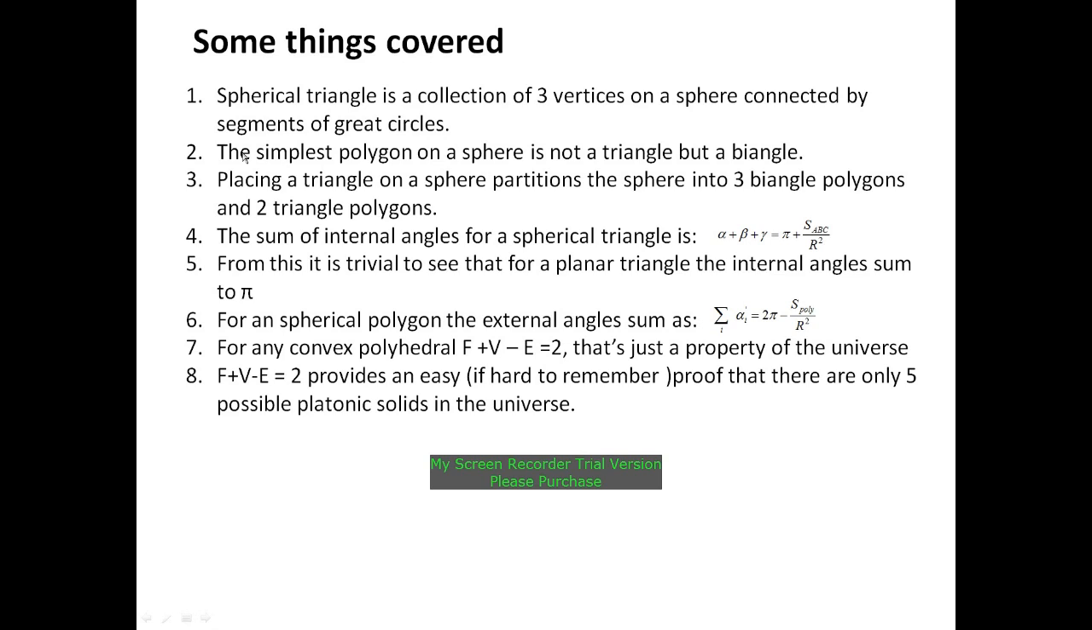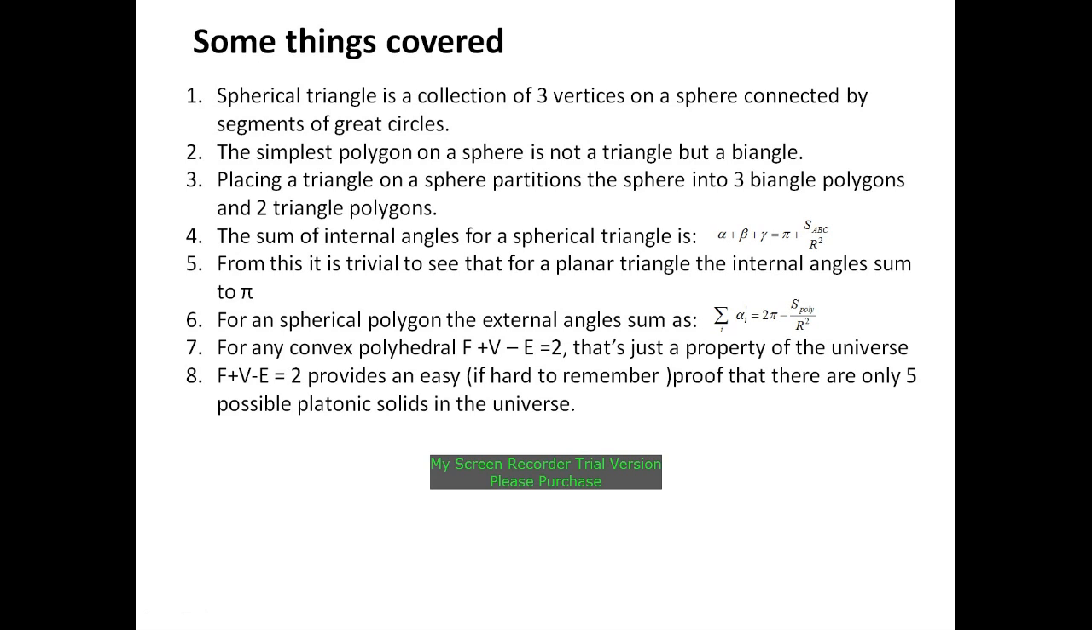The simplest polygon on a sphere is not a triangle but a biangle. That just means great circles cross in 2 points, so you don't have to have a triangle. Placing a triangle on a sphere partitions the sphere into 3 biangular polygons and 2 triangle polygons, so 5 parts naturally. And that's the beginning of the proof of Euler's formula, according to this presentation.